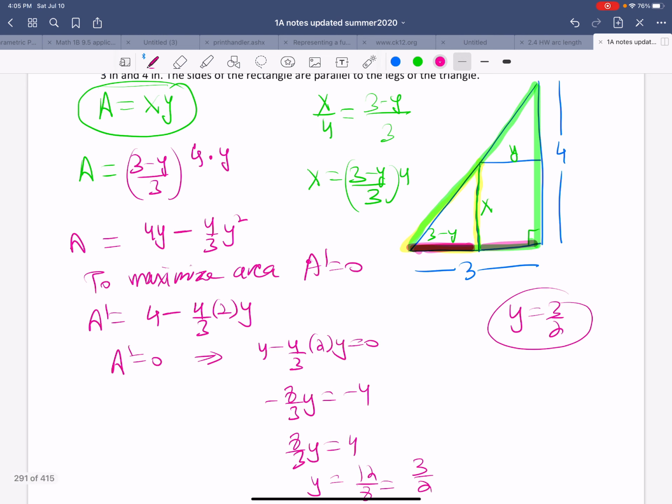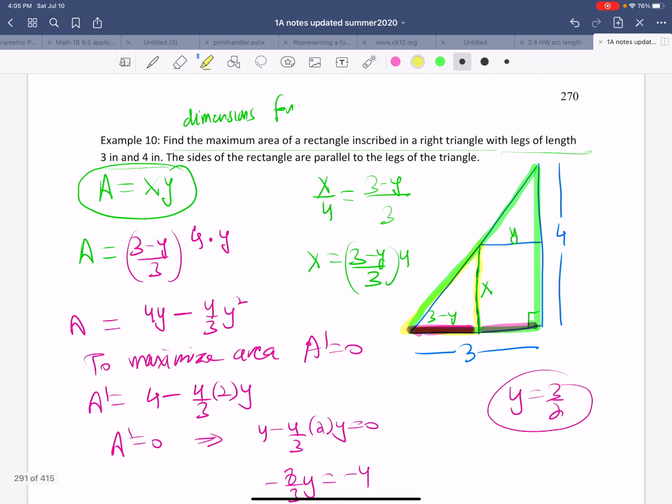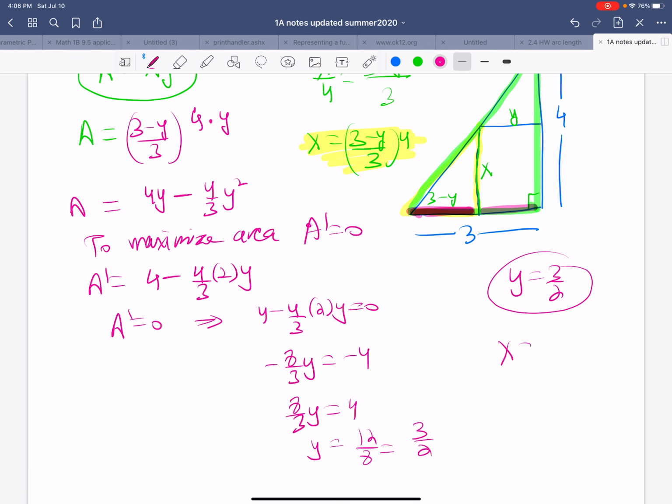When y is 3 halves, if I plug that back in here, let's see what x comes out to be. x would be (3 minus 3 halves) over 3 times 4. 3 minus 3 halves is 1 and a half. That's 6 minus 3, that's again 3 halves, which is going to be 3 over 6 times 4. That turns out to be 2. So x is equal to 2.